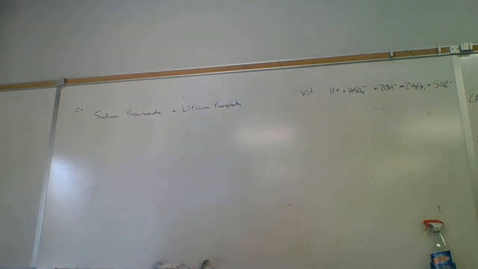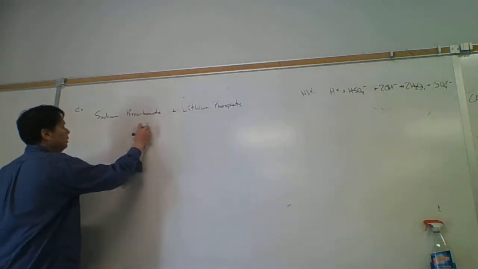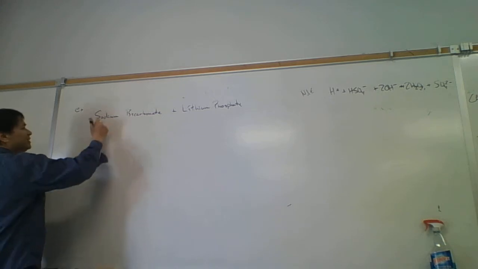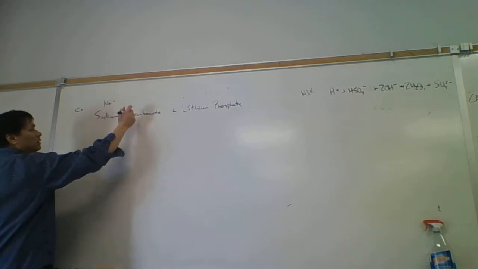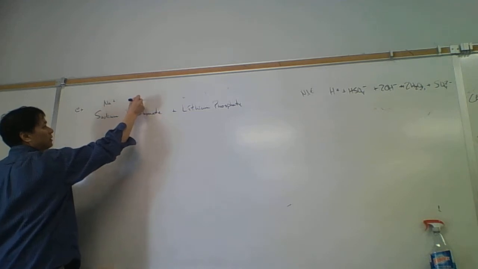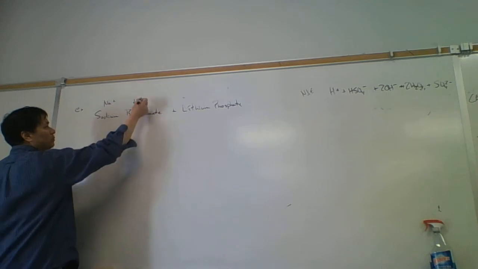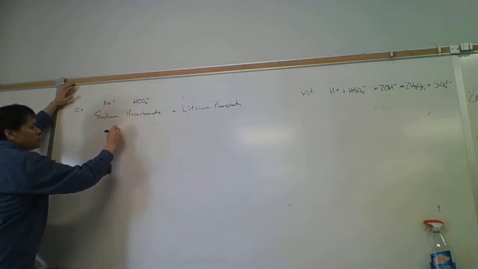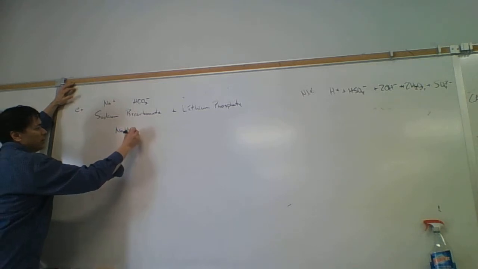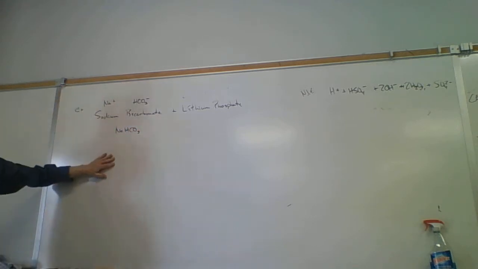Okay, so we'll go through this one together. Sodium is Na+. What's bicarbonate? HCO3 minus. And so look, +1 -1 is just a 1-to-1 ratio. So it's NaHCO3, sodium bicarbonate.